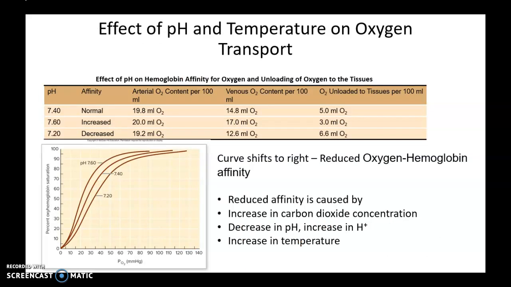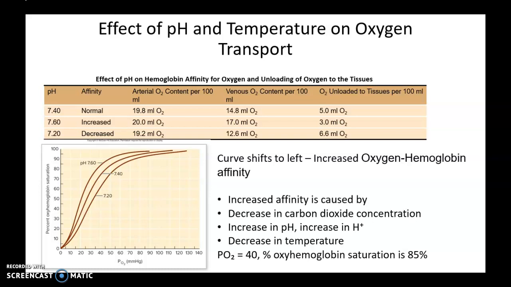Now, why do we have this reduced affinity? This reduced affinity can be caused by increase in carbon dioxide concentration or decrease in pH or increase in temperature. You must remember these factors for testing purpose.